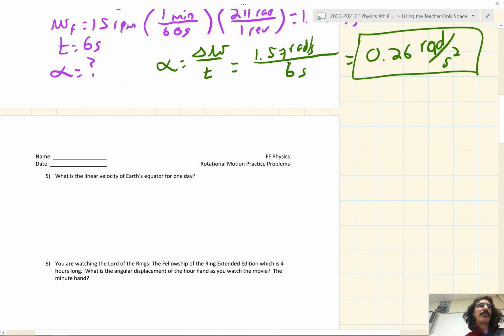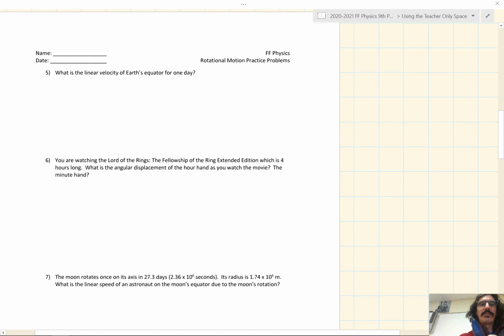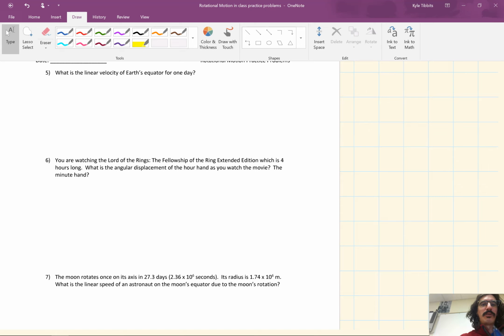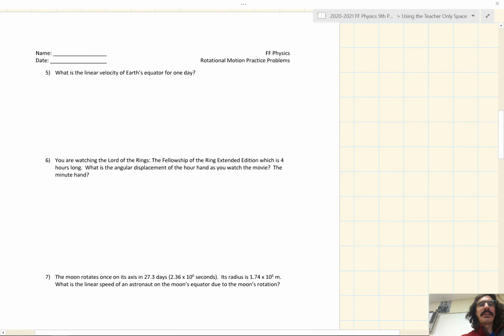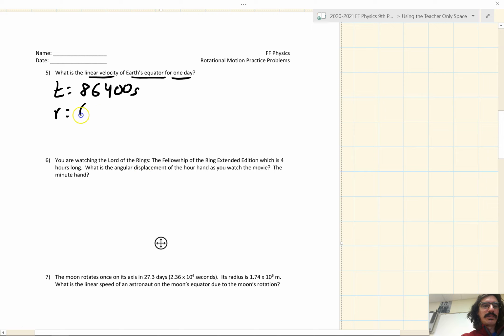Next problem, number 5. What is the linear velocity of Earth's equator for 1 day? So if you're standing at Earth's equator, what is its linear velocity? The time we know in seconds from before is 86,400 seconds. We can look up the radius of Earth at its equator. That's 6.37 times 10 to the 6th meters.